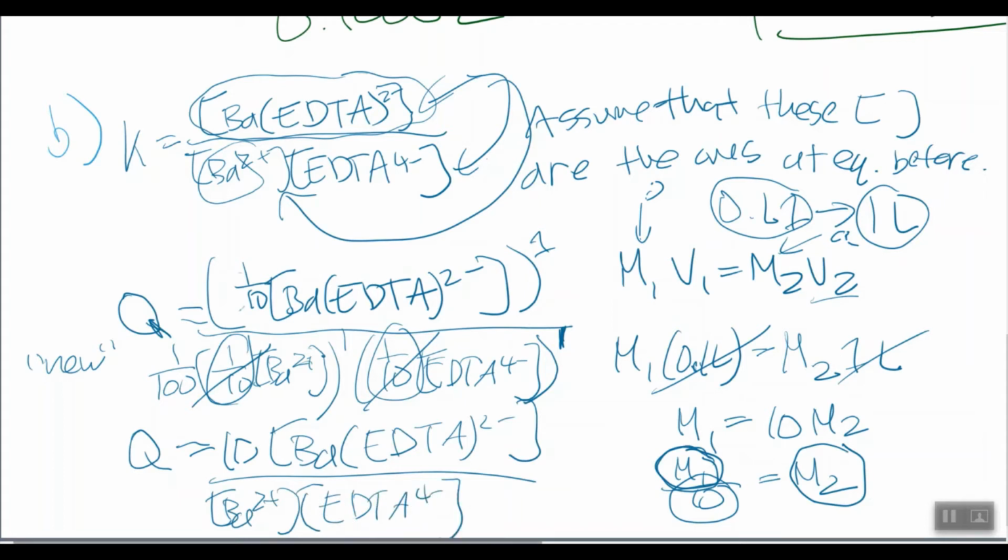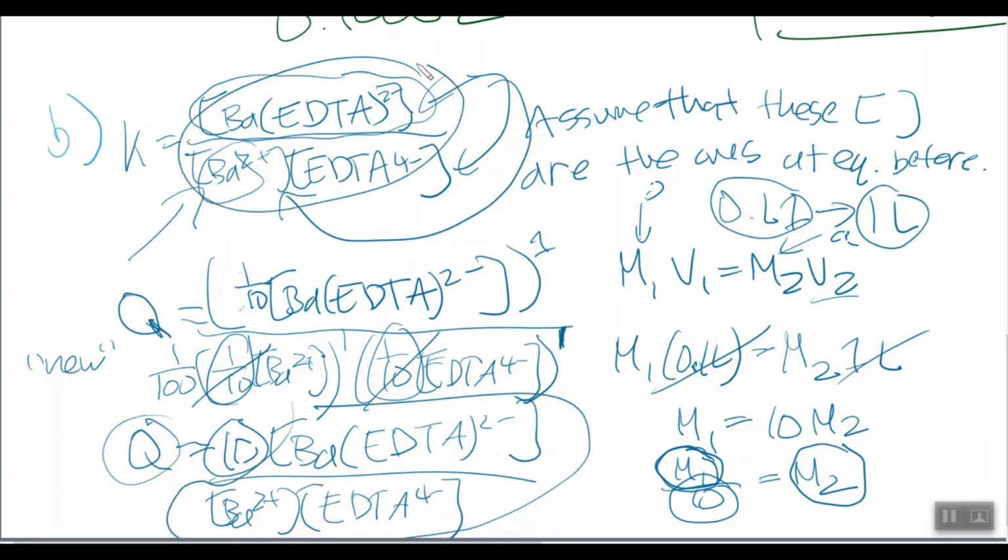Now, what do you notice about this Q? And what do you notice about the K before? Well, the Q seems to be 10 times the K, because K is this, and if K is this, and we're multiplying it by 10, that means that Q is equal to 10 times K. So our original condition was K, but by diluting it, our new conditions are 10K.